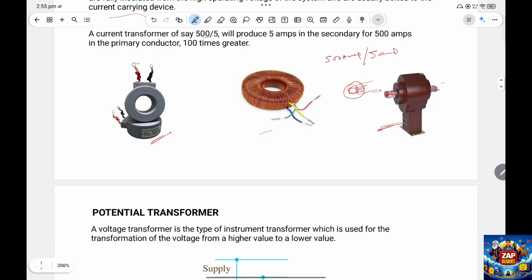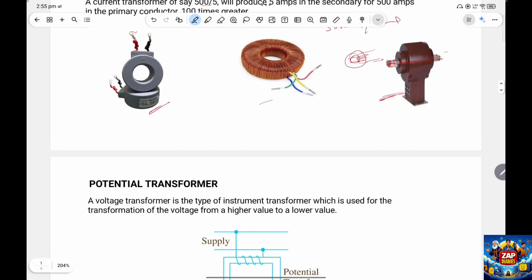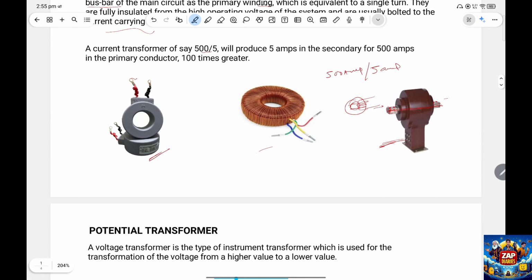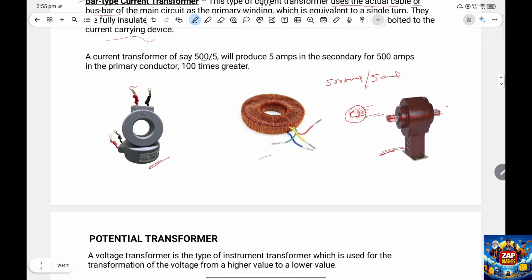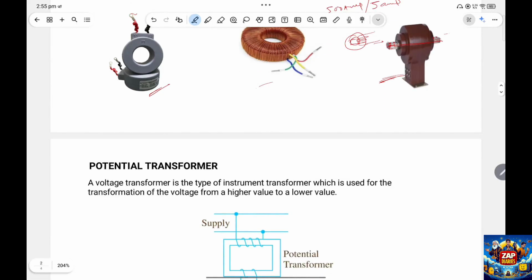Now talking about the potential transformer, that is PT. It's a voltage transformer. CT is generally used to measure the current in ratios. We don't have meters that measure hundreds of amps. That's a great value. So we have to step this down to a measurable form like 5 amps, 10 amps, 16 amps, right? So this is where CT comes in handy.